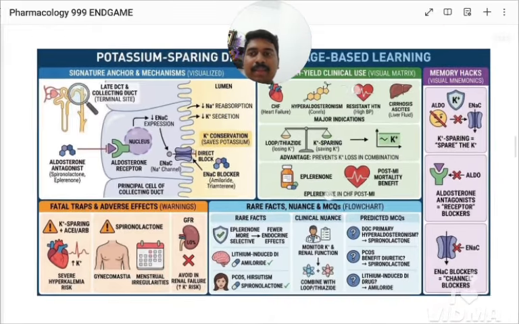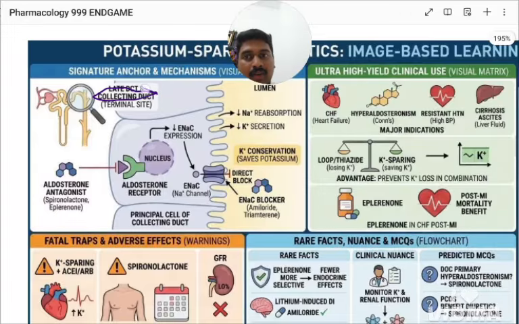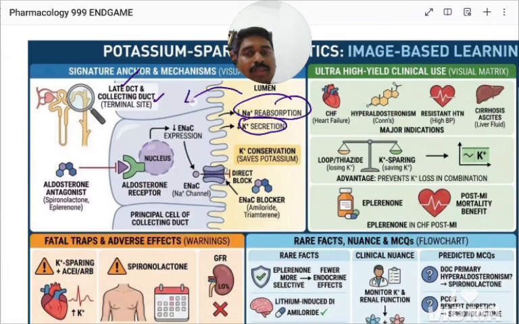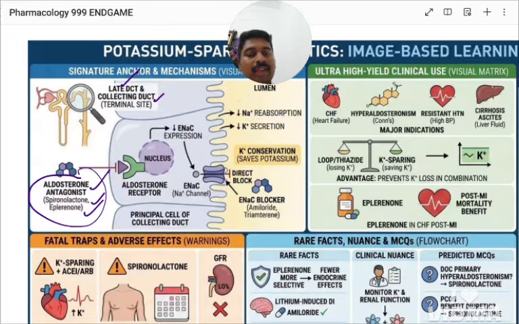In this image, you can see the mechanism of action is on the collecting duct, not the distal convoluted tubule. It is the collecting duct, the final part. In the late DCT and collecting duct, aldosterone acts on these channels. It will cause sodium reabsorption and potassium secretion. So basically sodium will come into the cell and potassium will go out. But the aldosterone antagonists, that is spironolactone and eplerenone, inhibit this, as a result of which there will be decreased sodium reabsorption and decreased potassium secretion. Since less potassium is secreted into the lumen, we have potassium retention. Hence these are known as potassium sparing diuretics.